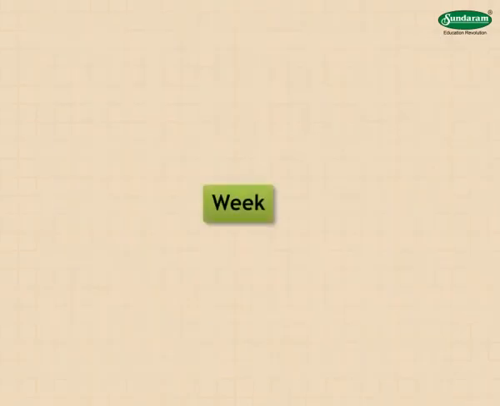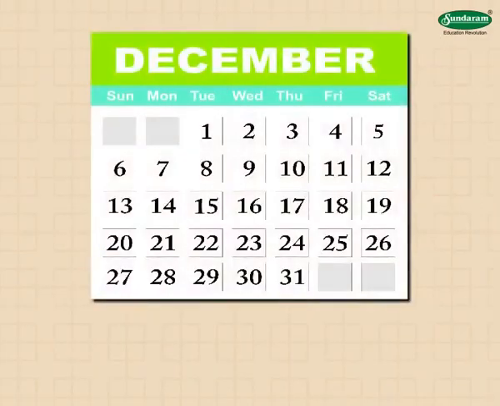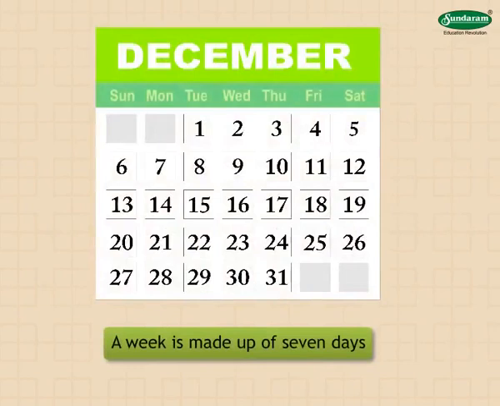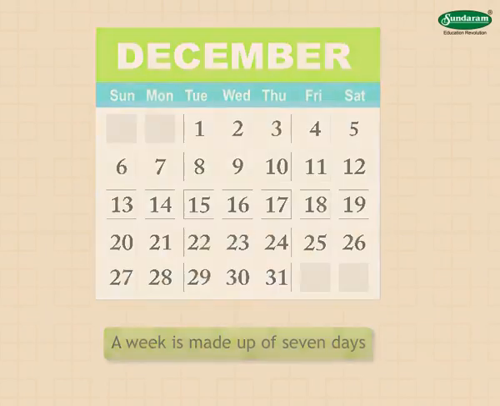Week. We use one more unit of time measurement, namely a week. A week is made up of 7 days. After 7 days, a new week starts on the 8th day. Note that the week is not related to the motions of the moon or the earth. Let us now study different types of time measurement.